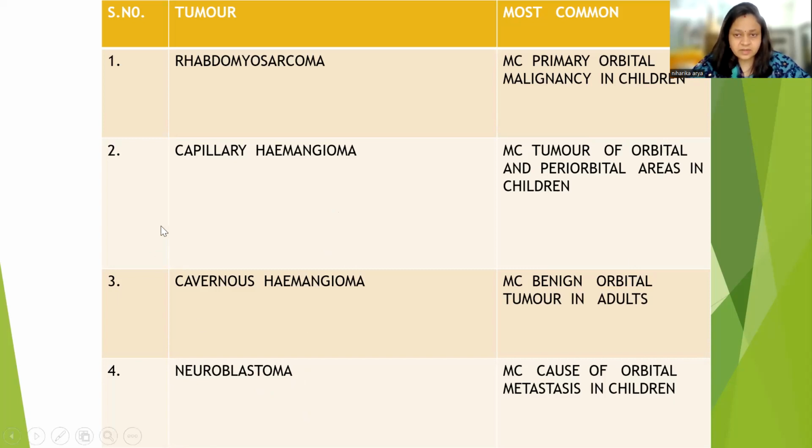So rhabdomyosarcoma is the most common primary orbital malignancy in children. Capillary hemangioma is the most common tumor of the orbital and periorbital areas in children. Cavernous hemangioma is the most common benign orbital tumor in adults. And neuroblastoma is the most common cause of orbital metastasis in children.